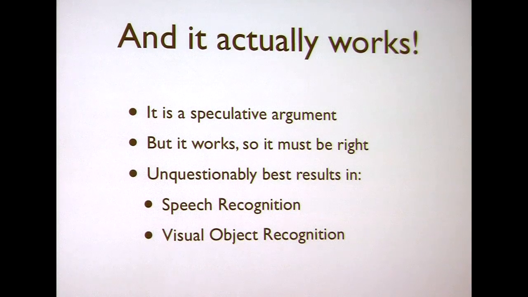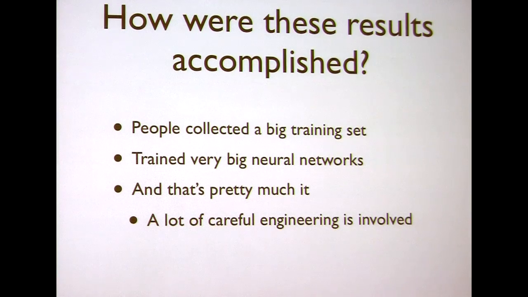So I'm going to talk about 2 main tasks, speech recognition and visual object recognition, that we've been exploring. And neural nets these days give the best results in these 2 domains. So how is it done? Well, you need a big training set, labeled data, so a bunch of images, for example, and labels that say wildebeest, truck, garbage truck. And then you train a big network.